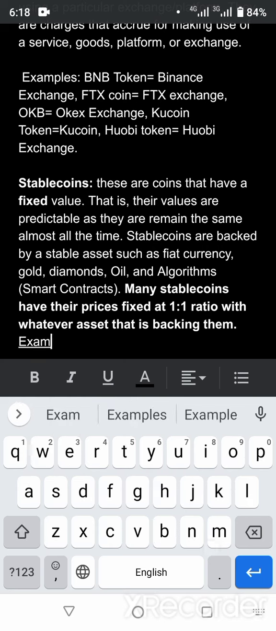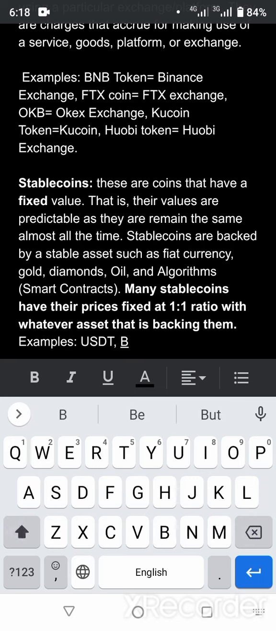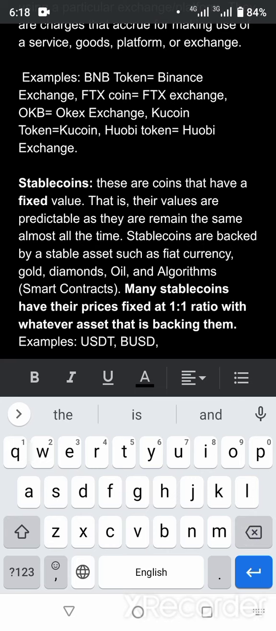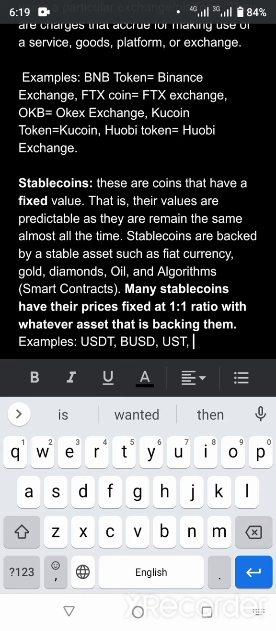Examples, we have USDT, which is based on the US dollar. One USDT is equivalent to one US dollar. Then we have BUSD. This is the stablecoin of the Binance Smart Chain. This is based on the US dollar also. We have UST. UST is based on the Terra platform, the Terra ecosystem, and it caused the last market crash of about a couple of months ago. This was what caused it.